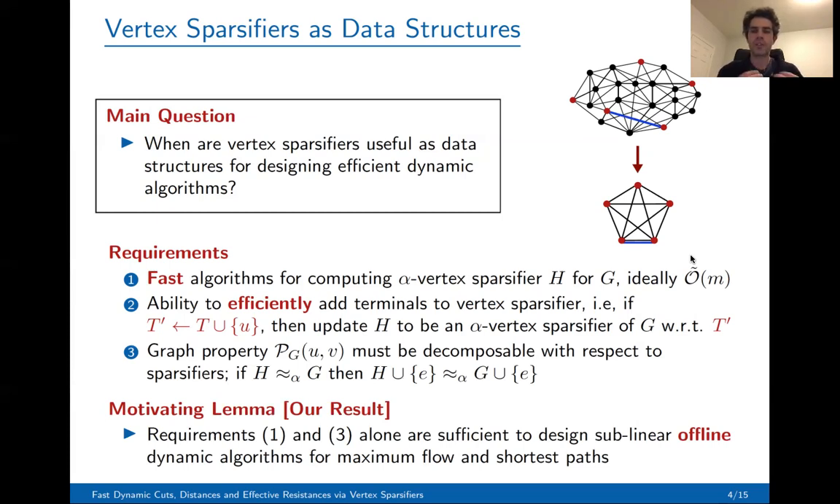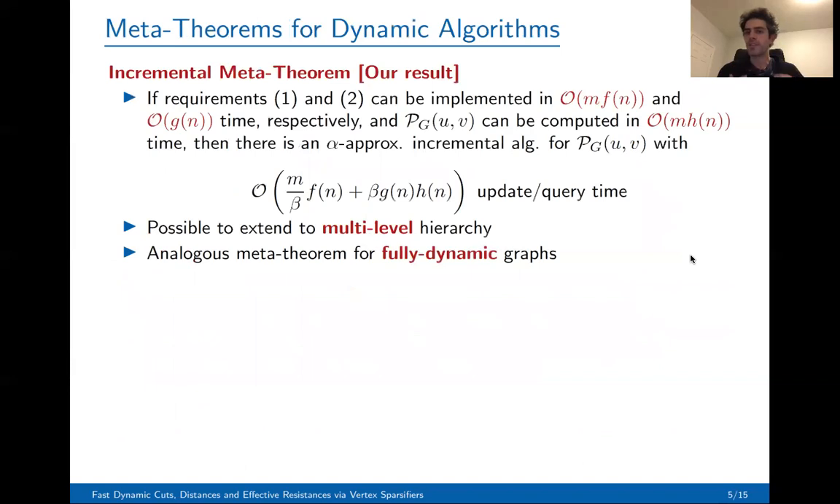When we started working on this problem, we already observed that just by looking at requirements 1 and 3, so just by looking at efficient static vertex sparsifier constructions and the decomposability property, you can come up with very efficient offline dynamic algorithms for problems like maximum flow and shortest path, which was kind of surprising. But at the same time, the offline version is a bit weaker because it gives you the sequence of updates and queries in advance. Now the question is, can you actually generalize to the online problem? Can you use vertex sparsifiers to design efficient online graph algorithms? This is precisely what we do in this work.